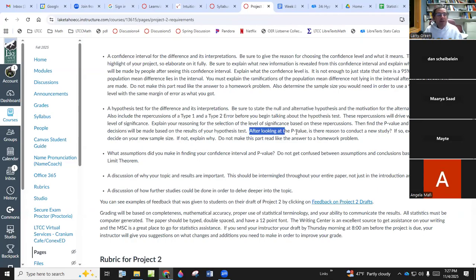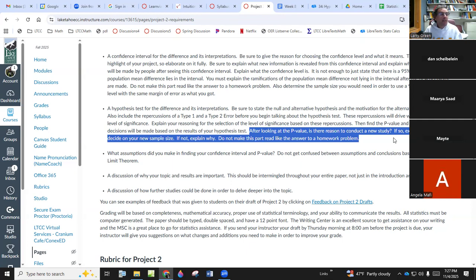Then after looking at the p-value, is there reason to conduct a new study? If so, explain why and decide on your new sample size. This should all be about the standard error, by the way. Don't just write what the homework problems look like, or don't just use the language. This is full paragraphs, so don't use a template. You're going to do a full paragraph about this.